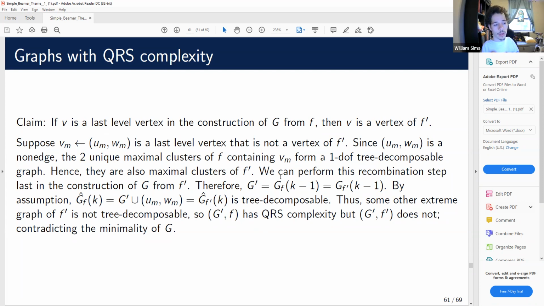Hence, we can perform this recombination step last in the construction of G from F dash, right? Because in any construction, V sub m is going to be a last level vertex, and we're just saying that we're going to consider the two maximal clusters involved in this recombination step, and we're going to do that recombination step last when we're building G from F dash. Okay, so what does that mean? Well, that means that if we consider the graph before this last recombination step, they must be the same by the Church-Rosser property. So building G from F and performing the first k-1 recombination steps gives us the same graph as building G from F dash and performing the first k-1 recombination steps.